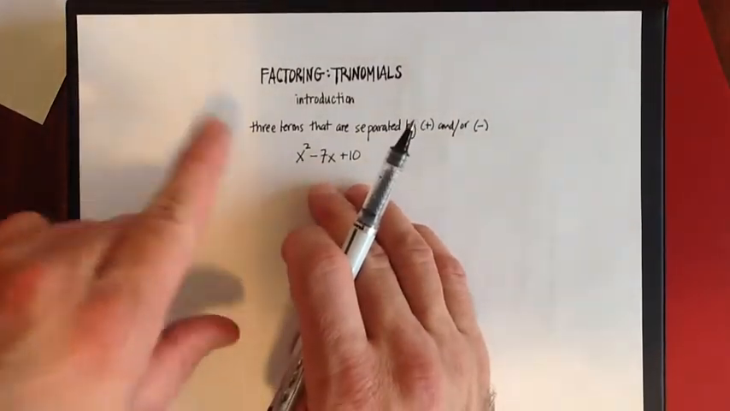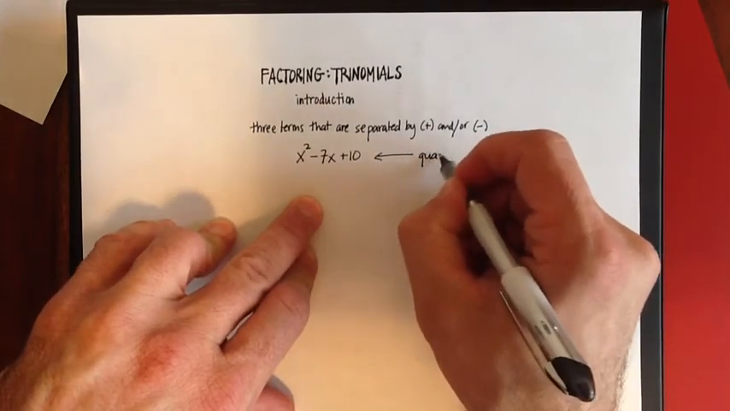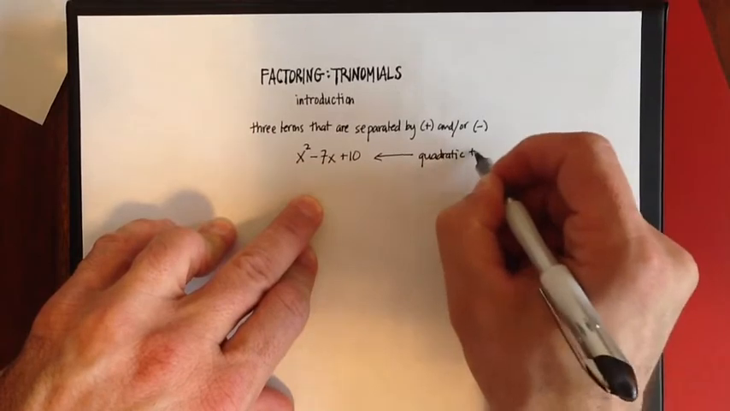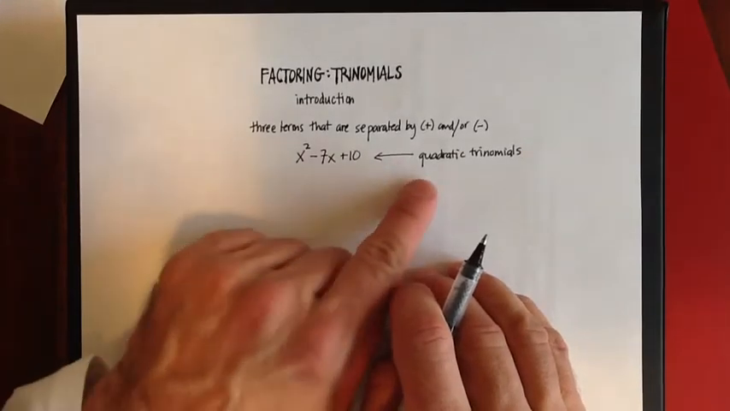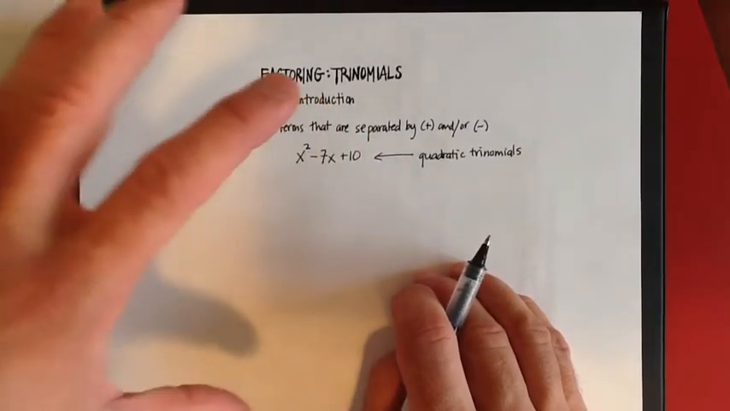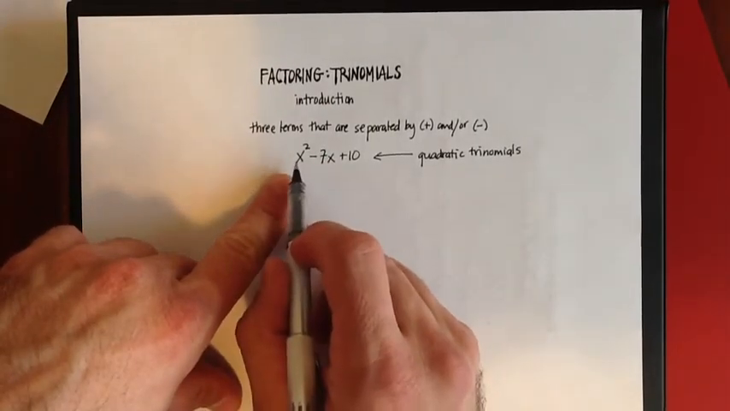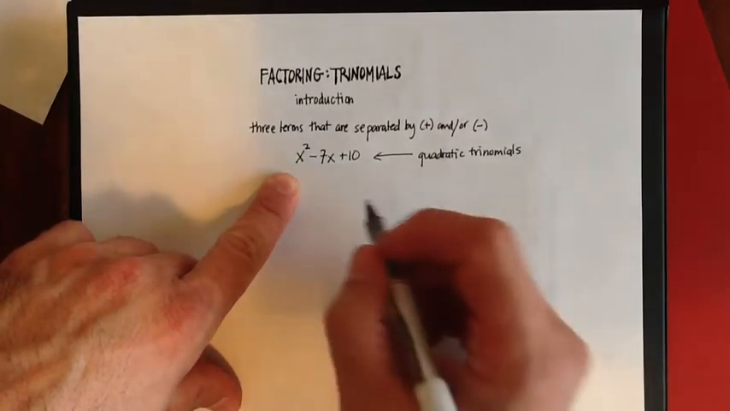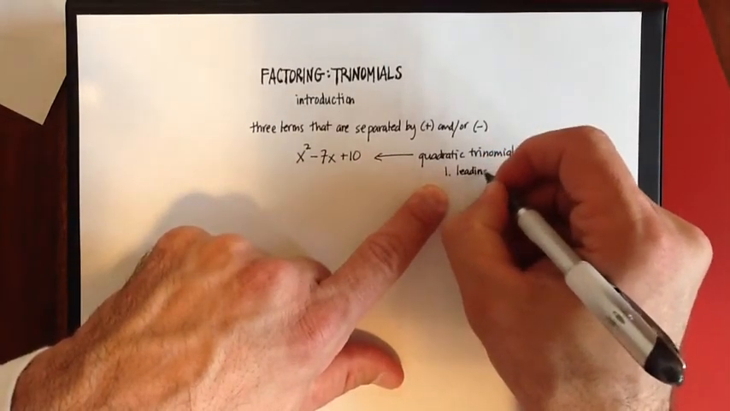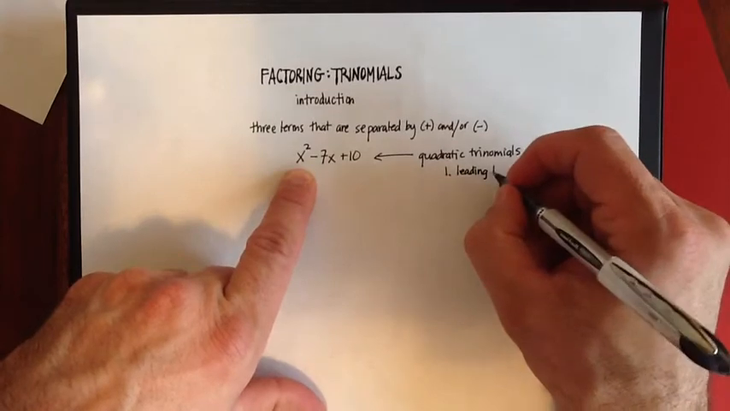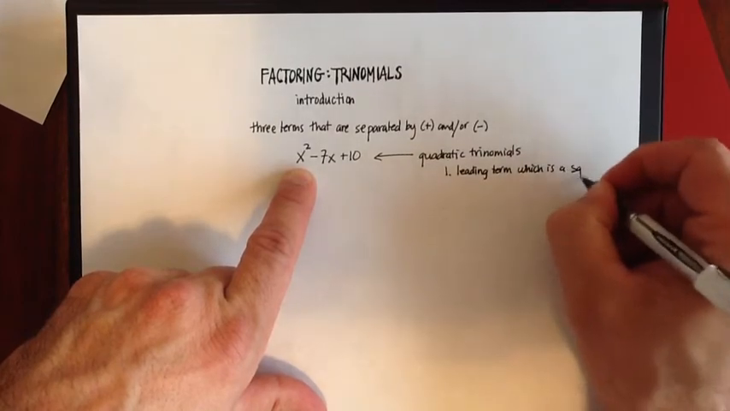Now we're going to be dealing specifically with trinomials that are called quadratic trinomials. Now what does that mean? Let me just write that in there real quickly. Quadratic trinomials actually have specific characteristics, right? And they will always have a leading term that is some type of a square. Okay? So, one characteristic, leading term, which means just the first term, right? The leading term, which is a square of some kind.